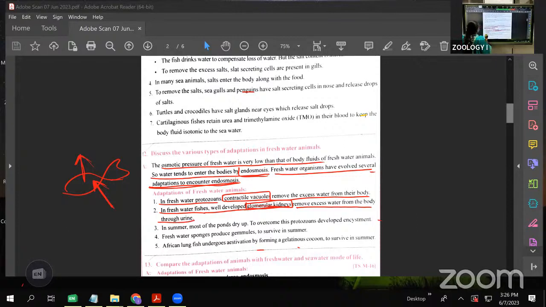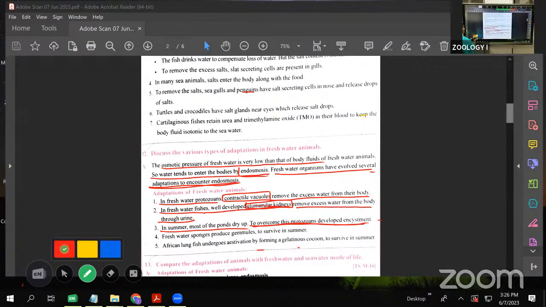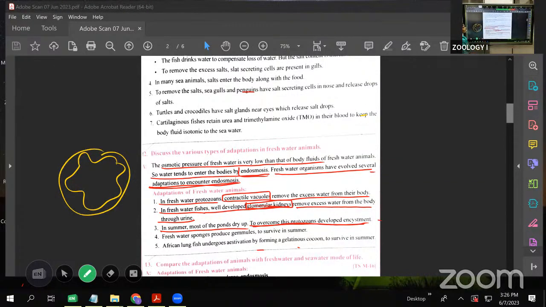Next, in summer most of the ponds dry up. To overcome this, protozoans undergo cyst formation. Water is less, and to escape those conditions, the protozoans surround themselves, and encystation takes place. For example, an amoeba forms a cyst around itself. Because the water has dried up, when the water reappears they come out again. So in summer, most ponds dry up, and to overcome that, protozoans develop encystation, forming a cyst.